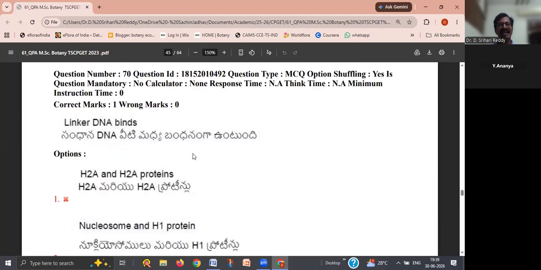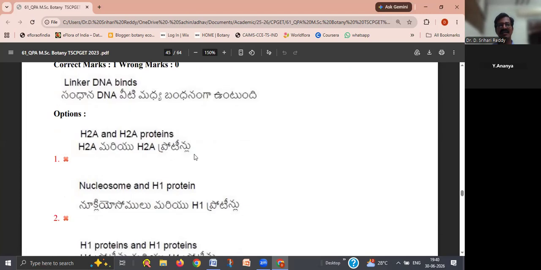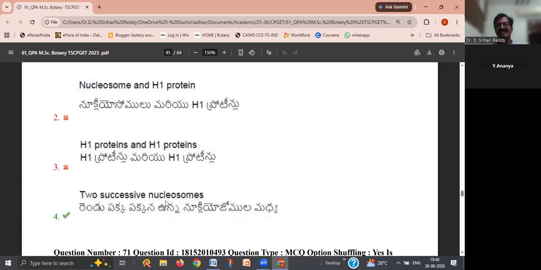Next, linker DNA binds. We already discussed in the nucleosomes: if there are two successive nucleosomes next to each other, the DNA which connects these two nucleosomes is called linker DNA. So it connects two successive nucleosomes. That means the nucleosomes which are next to each other are connected by the linker DNA. So that is the right answer.